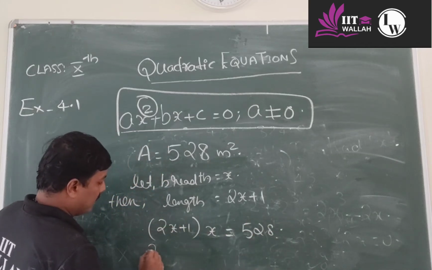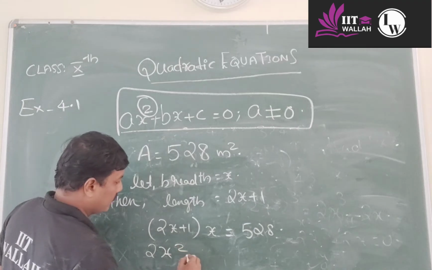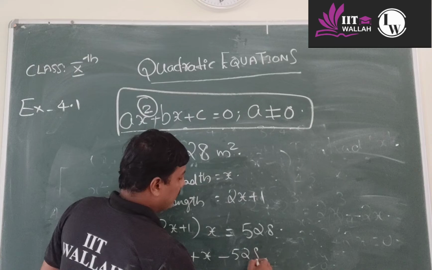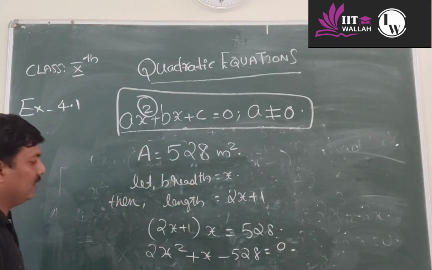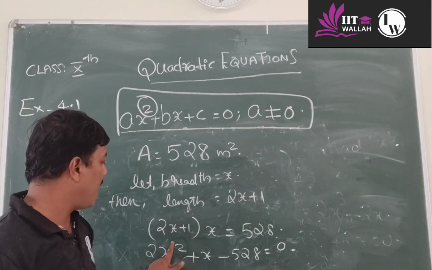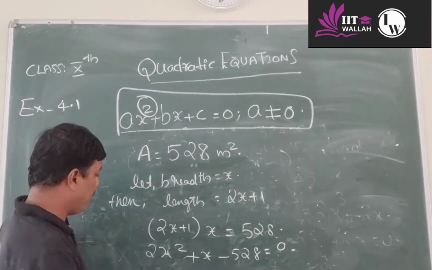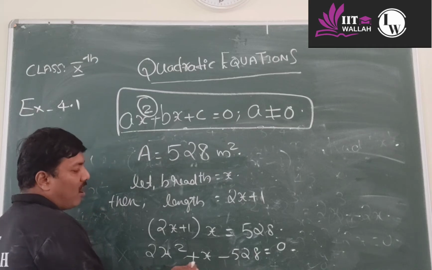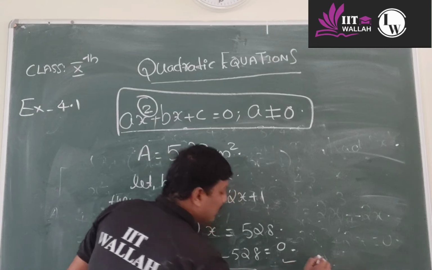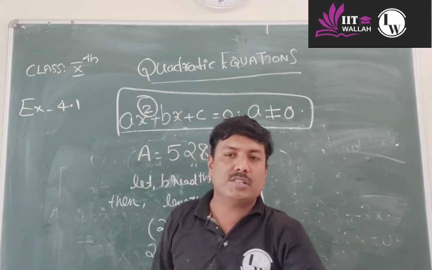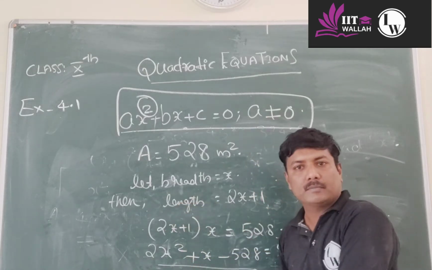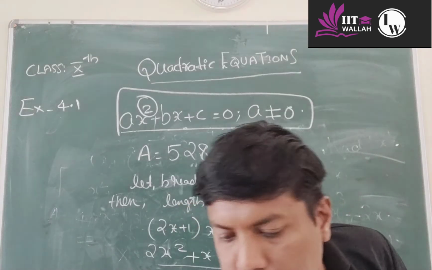If you open the bracket, you will get 2x square plus x. You write this on the left side, minus 528 is equal to 0. This is our required quadratic equation whose highest power is 2. Okay? Now we need to solve this. To solve this, we have different types of methods that we will discuss later. In this question we are asked to form the equation. We have already done that, so we will move on.